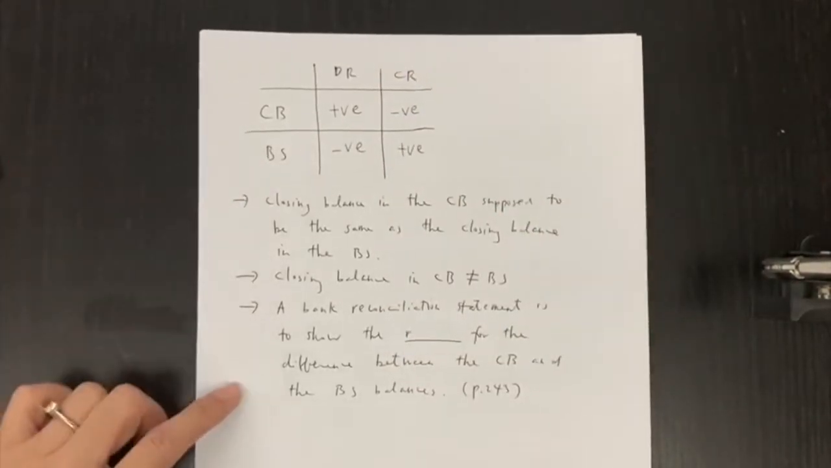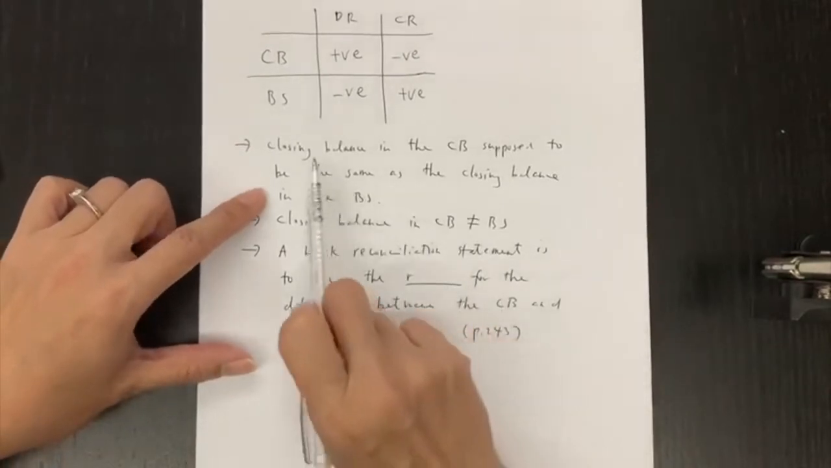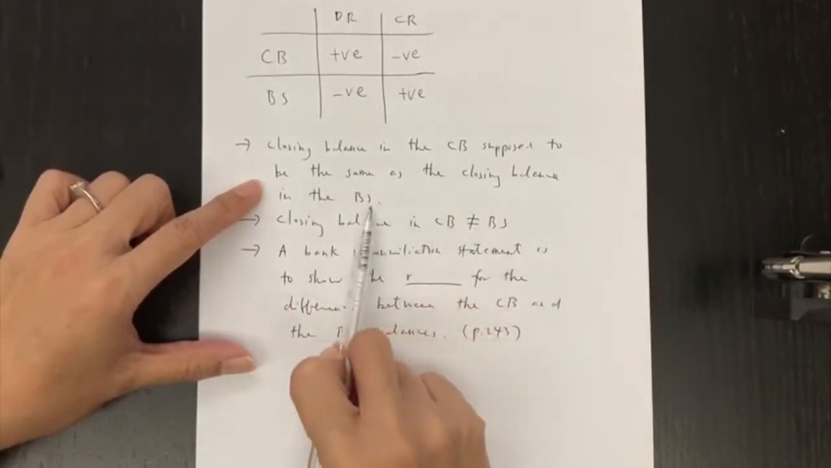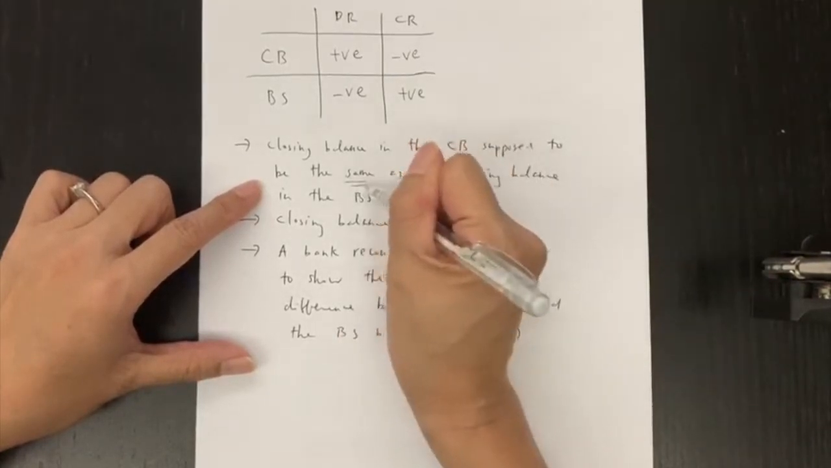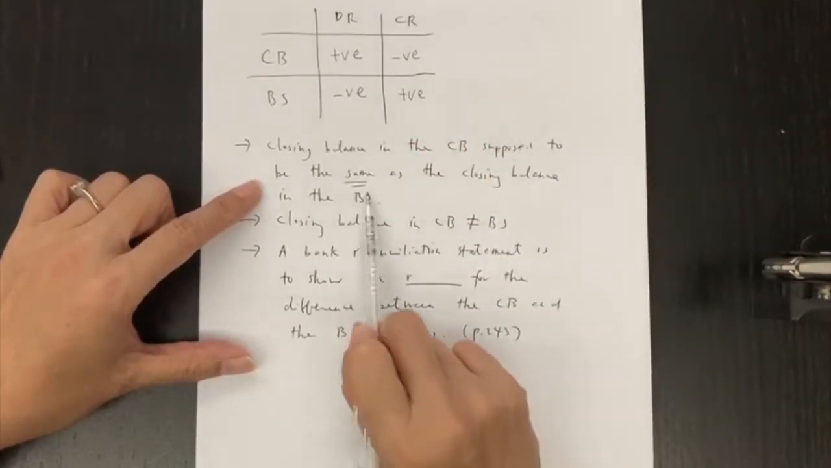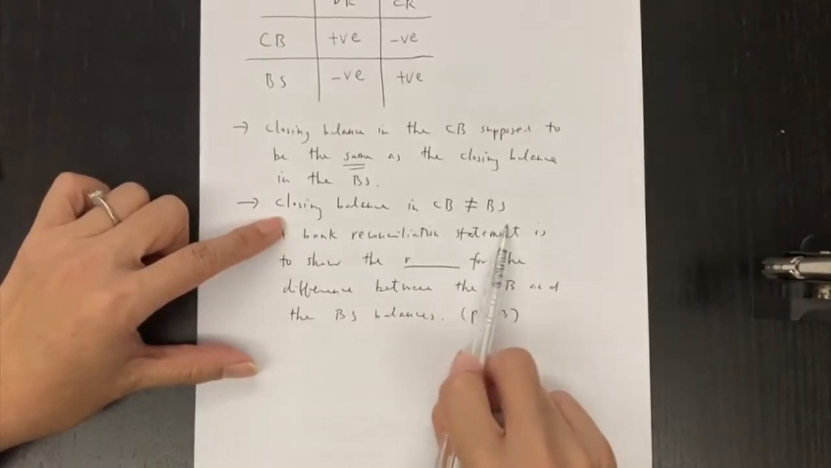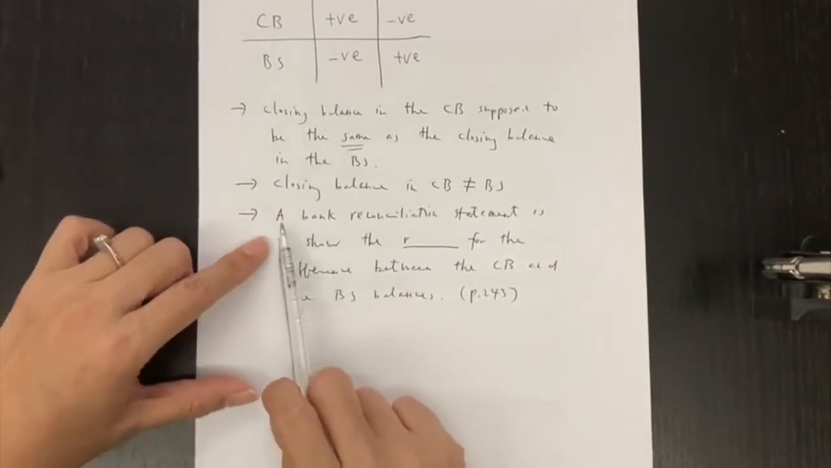Therefore, these two closing balances in the cash book and in the bank statement are supposed to be the same. But very often they are not the same, and I'm going to explain to you why they are not the same. Okay, so why chapter 7?